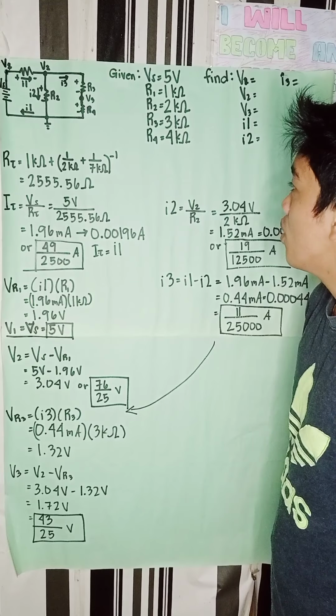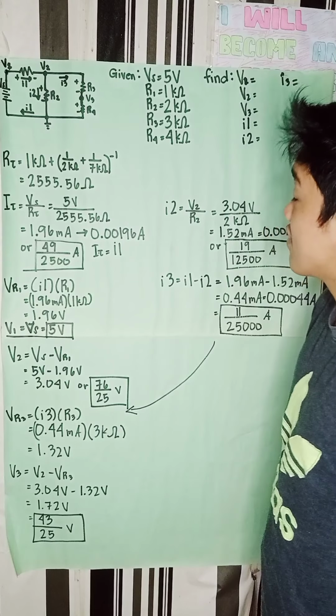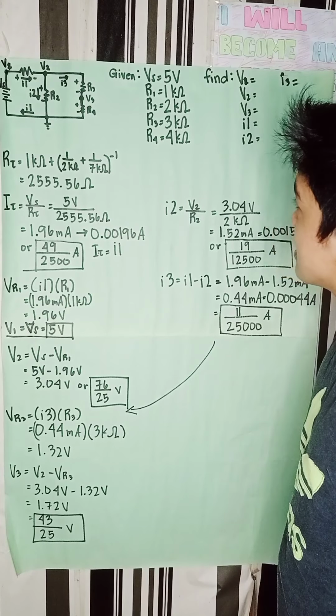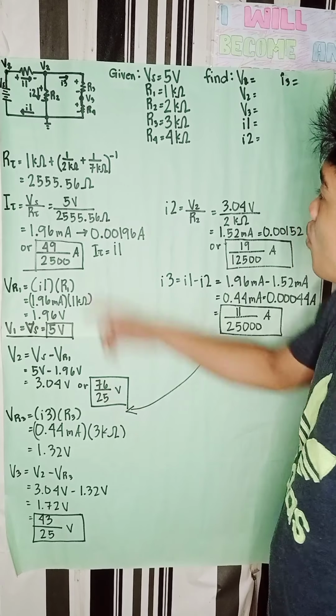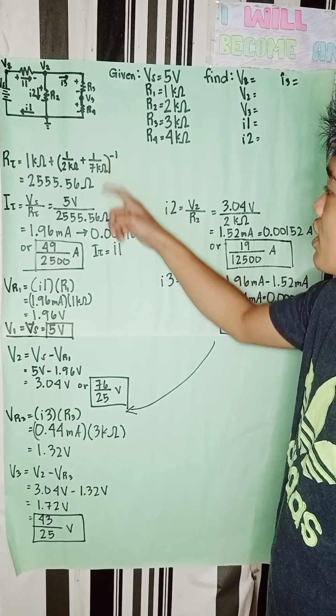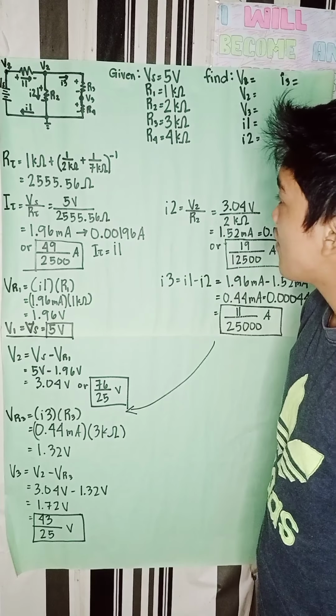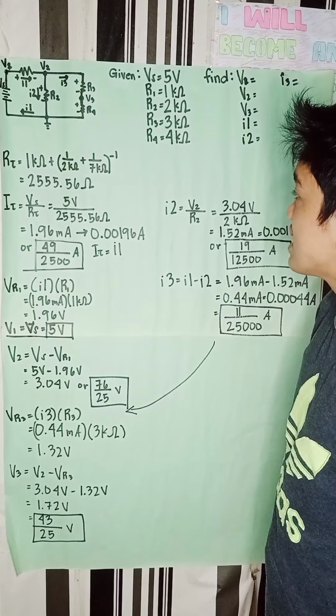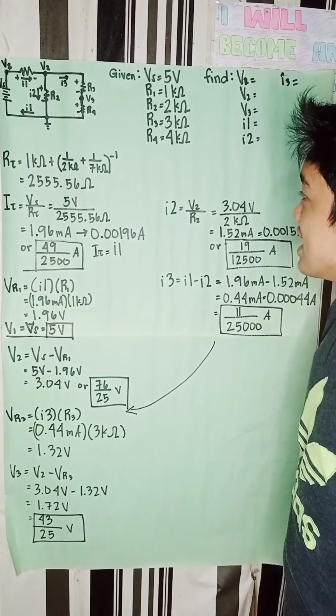So first, we're going to solve the total resistance. Total resistance is equal to 1 kilo ohms plus (1 over 2 kilo ohms plus 1 over 7 kilo ohms) raised to the power of negative 1. So it is equal to 2555.56 ohms.